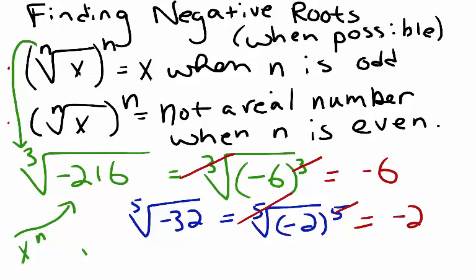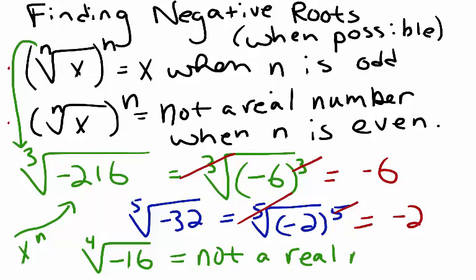Now let's suppose that we want to take the fourth root of negative 16. This is not a real number. It is not a real number because n is even. When we have an even-powered root of a negative number, that is an imaginary number, and that's something that we'll look at in a future lesson. For now, just know that an even root is going to be not a real number. That's it for this example, and I hope you found it helpful.